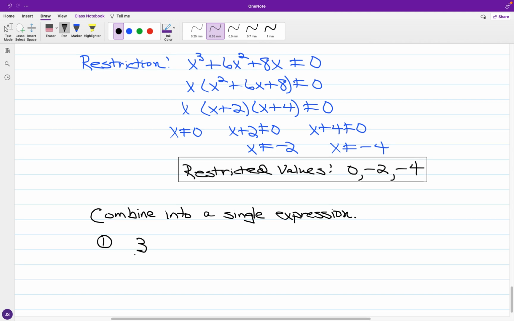I'll give you just a cupcake example. Say you have rational expressions that already have the same denominator. Say I have 3 over 7 plus 5 over 7. We have the same denominator.